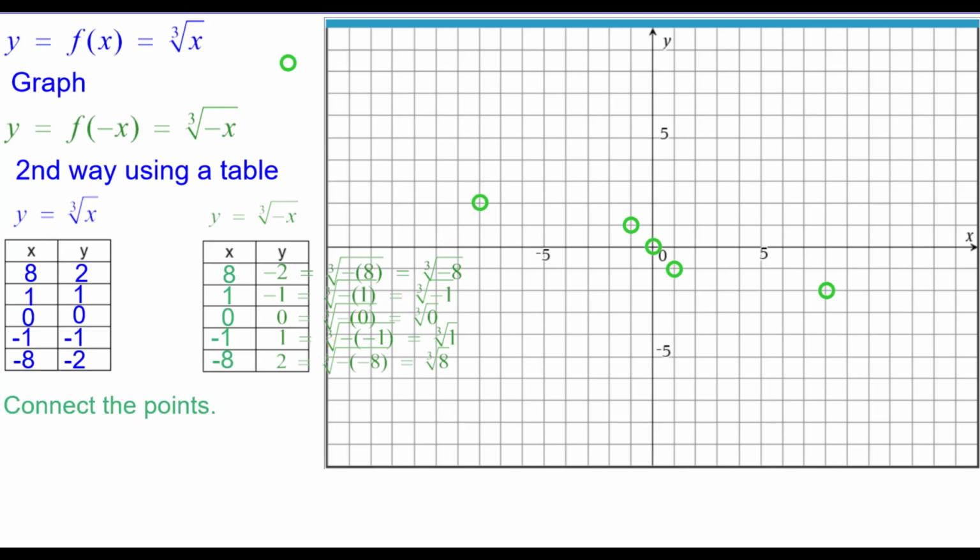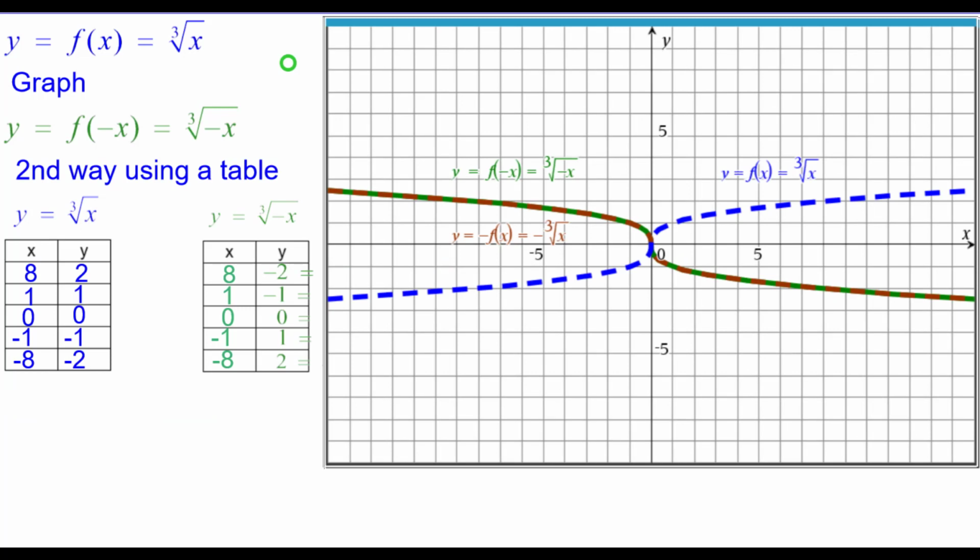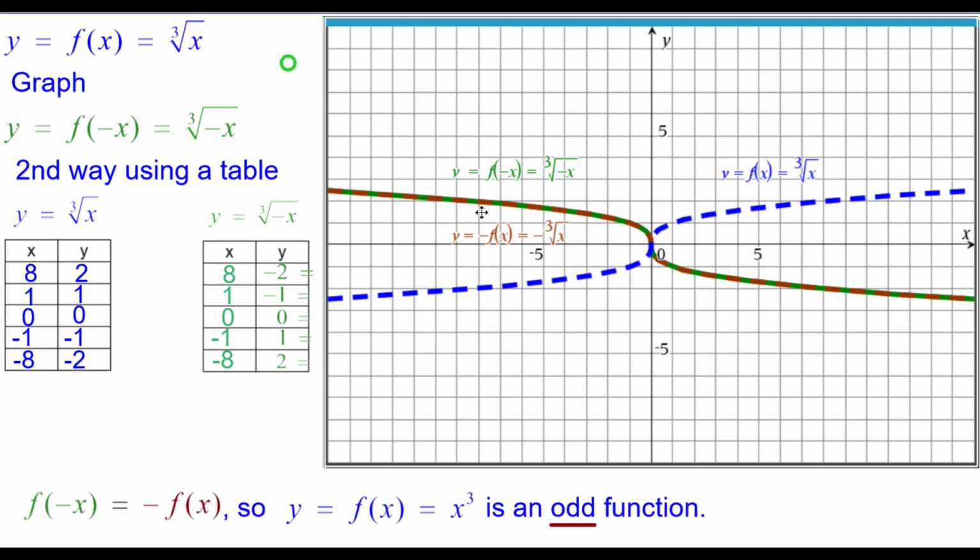Connect the points, compare it to the other graphs, and you can see again that since the green and the brown graph are the same, f of opposite of x equals the opposite of f of x, the cube root function is an odd function.